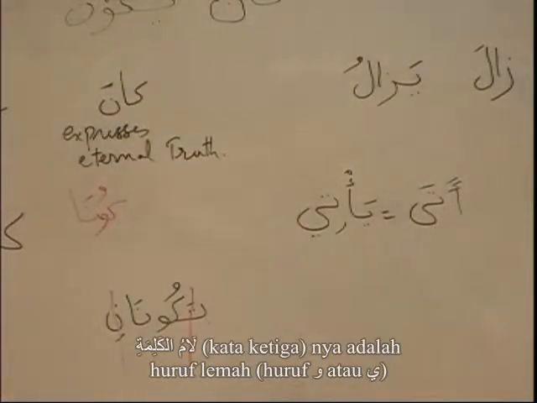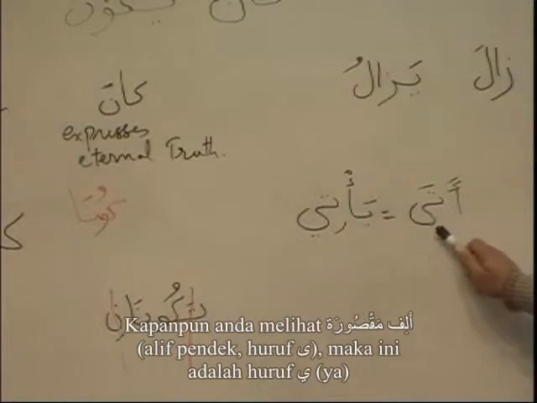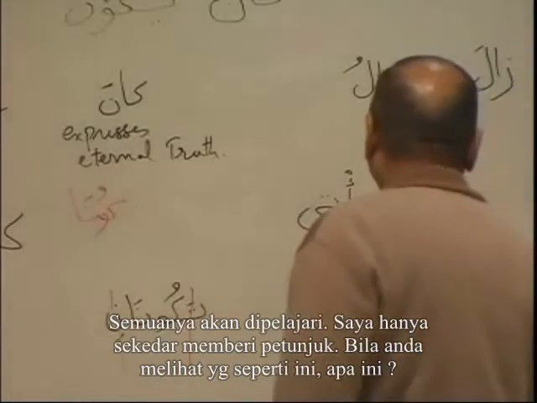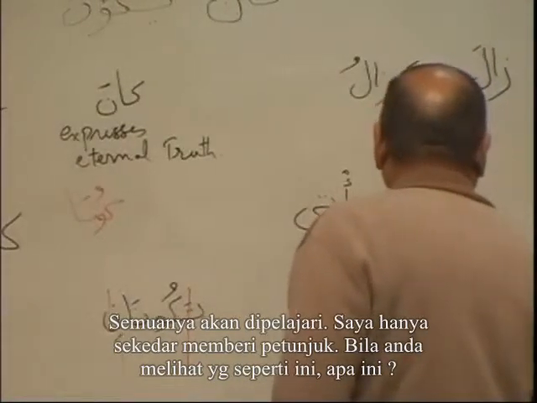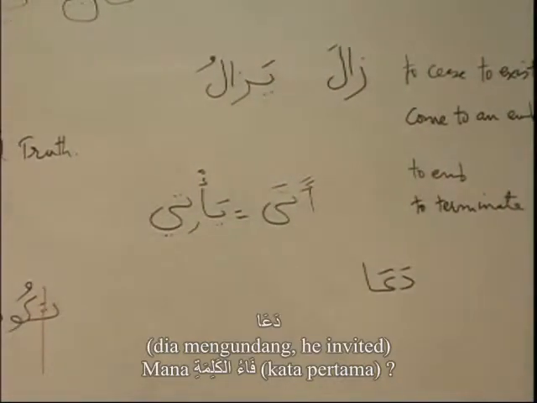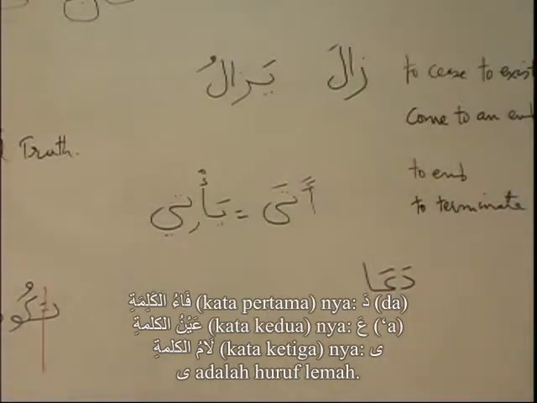Now this, brothers and sisters, is lam kalima is weak. Ata. What is the root, brothers and sisters? Ataya. Whenever you see alif maksura, then it is ya. All these are coming. I'm just giving you advance hints. And if you see like this, brothers and sisters, what is this? Da'a. Where is fa kalima? Ain kalima. What is lam kalima?